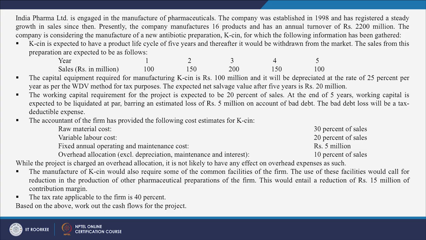So, it is given clearly here that depreciation will be charged at the rate of 25%, and since we are going to prepare this balance sheet for the tax purpose, the method followed for charging the depreciation will be the written down value method. The expected net salvage value after 5 years is going to be 20 million rupees, which means we are making an investment of 100 million rupees, and after 5 years, using that plant and machinery, all the equipment, we will be left with a salvage value of one fifth of the investment, that is 20 million rupees.